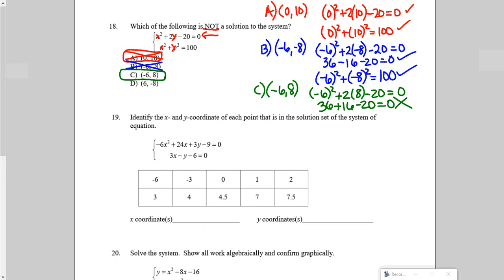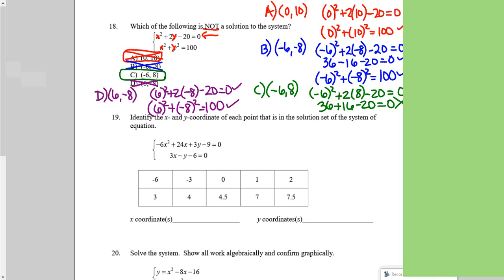Just to verify, let's go ahead and plug in D as well. If I plug in 6, negative 8, 6 squared plus 2 times negative 8 minus 20 equals 0. So this is 36 minus 16 minus 20 equals 0. That's good. And then in the bottom equation, 6 squared plus negative 8 squared, does that equal 100? 36 plus 64 is 100. That one's good. And D is also not a solution.